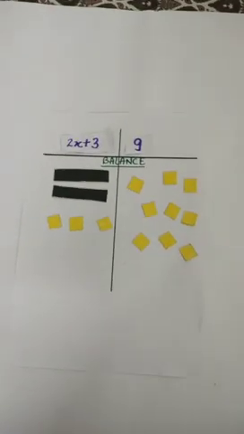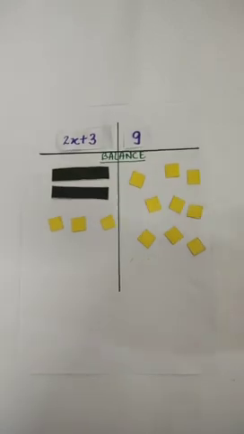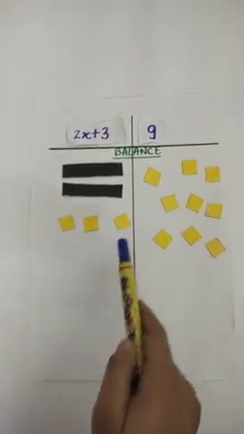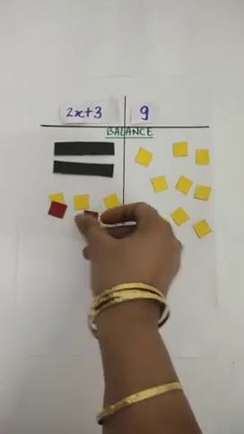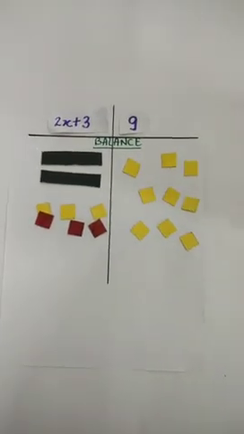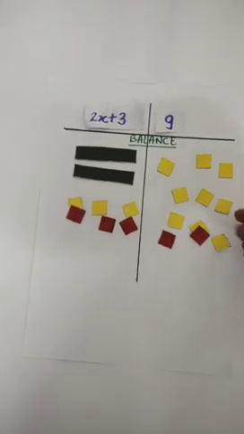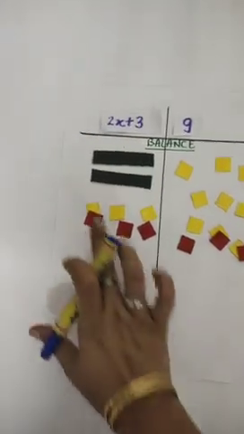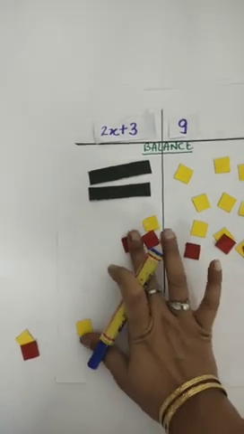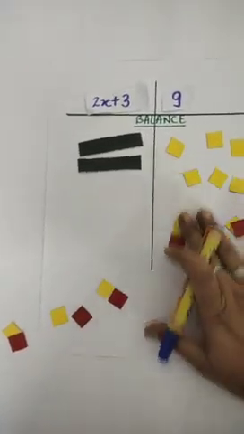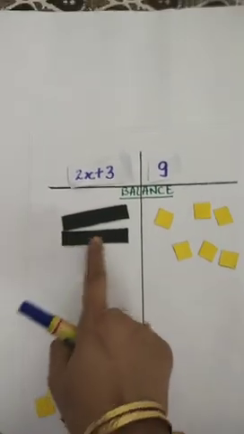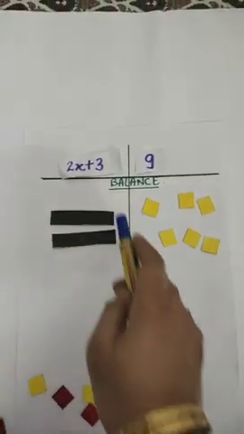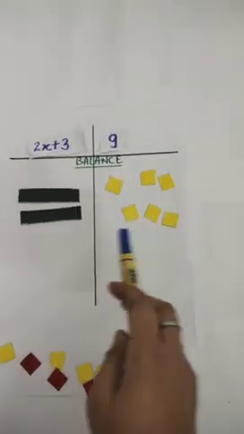These are 9. Now to solve this, first of all, we can remove these 3. How? We can put 3 red tiles to make them zero pairs. But the same thing we have to do to the right hand side, so I am doing the same. Now we can remove the zero pairs like this. Okay. Now what is left with us? We are left with 2x and that equals 6 now.